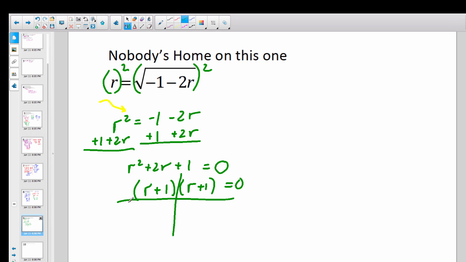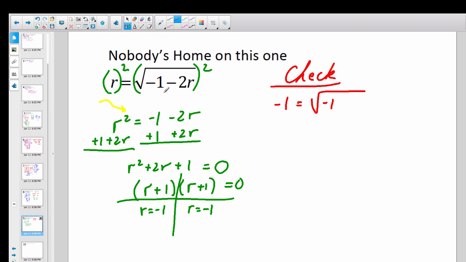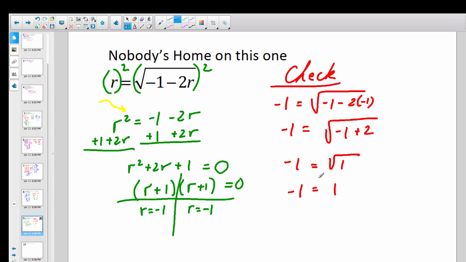Okay, T-chart, you'll see that there's only one answer, -1. So we check, and let's see what happens. -1 equal to the square root of -1 minus 2 times -1. So if we clean this up a little bit, under the radical is going to be -1 plus 2. And to finish this off, see, it's close again, but it's not going to work. -1 is not equal to 1.